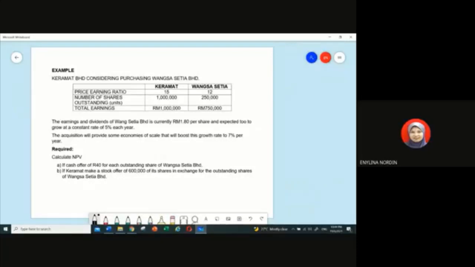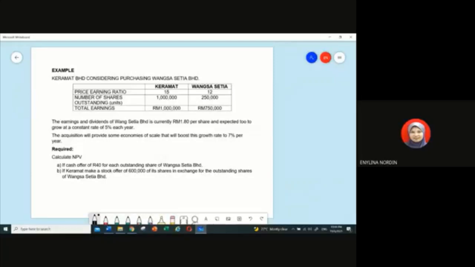As you can see, the information given here is the price earning ratio, 15 and 12, and the number of shares outstanding in each company, 1 million shares and 250,000 shares. The last row is the total earnings for Keramat and Wangsa Setia respectively, 1 million ringgit and 750,000 ringgit.